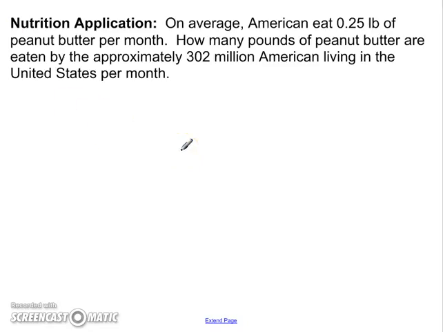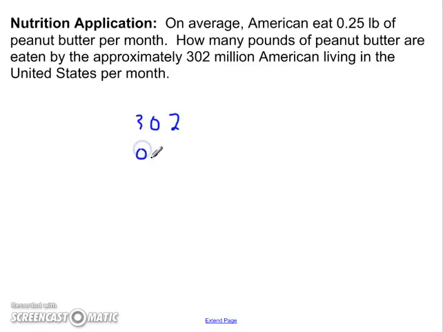Nutrition application. On average, Americans eat 25 hundredths of a pound of peanut butter per month. How many pounds of peanut butter are eaten by approximately the 302 million Americans living in the United States per month? In both of these cases, I should have had S on the end of that, but anyway. Alright, so if I know how much they eat per month, and I know how many Americans we have, some simple multiplication. 302, and I don't have to actually worry about the million, although my answer, I should add that million on in the end.